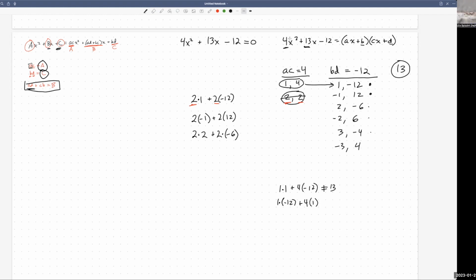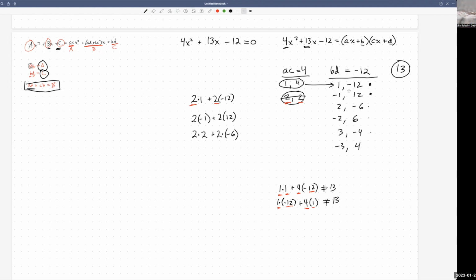Right? So again, let's just be clear. These are the factors. 1 and 4 are the factors of 4. 1 and -12 are the factors of -12. Here I have 1 and 4, -12 and 1. But in both of these cases, we don't get 13.